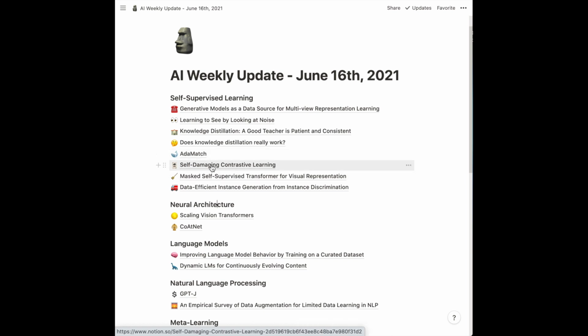The next paper is Self-Damaging Contrastive Learning. And this is very interesting, building on the paper that asks, What Do Compressed Neural Networks Forget? So as we prune neural networks, the accuracy doesn't change much. You prune a neural network to, say, 5% sparsity, and the accuracy might go from 80% to 77%. Well, what exactly is the 3% that's being lost?